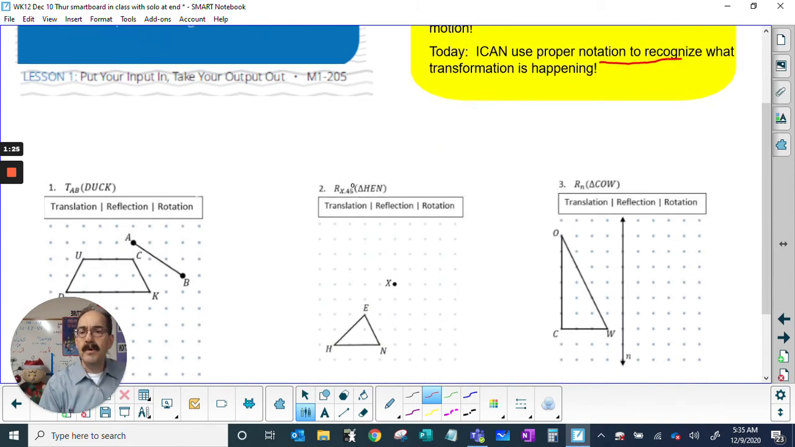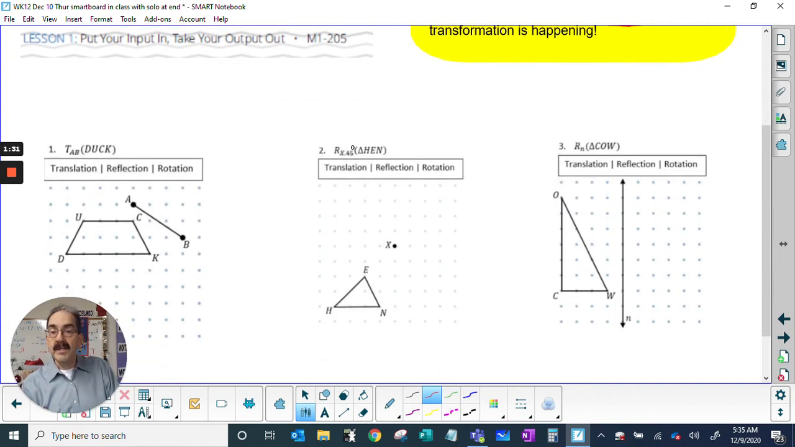So let's look at the first one. T, little a, b, duck. Well, duck is the shape, D-U-C-K. It's a trapezoid. What does T stand for? Okay, look back in your notes. T stands for translation. Now, because this was done in a virtual world, A, B, 1, 2, 3. So we're going to translate 3 to the right, 1, 2, comma 2 down. Okay, so I need you to be able to recognize that.